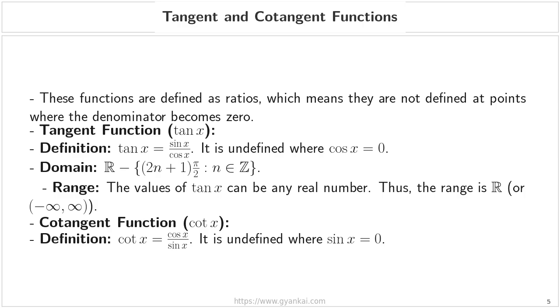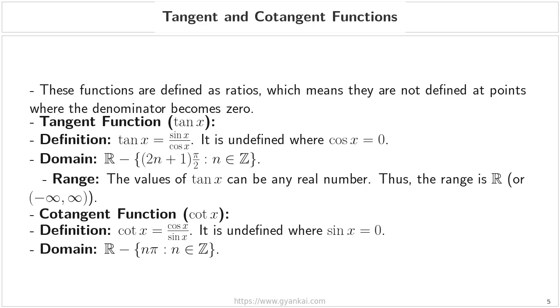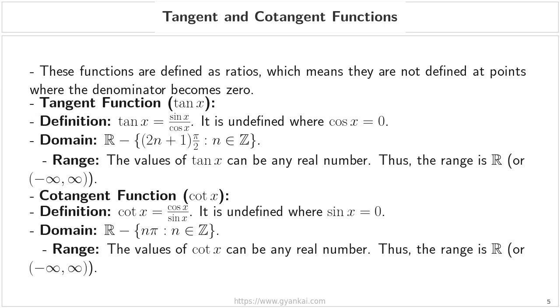Consequently, this function is undefined whenever the sine of x equals 0. Because of this restriction, the domain of the cotangent function consists of all real numbers except for the integer multiples of pi, where n is an integer. Just like the tangent function, the range of the cotangent function is not bounded. It can be any real number from negative infinity to positive infinity.